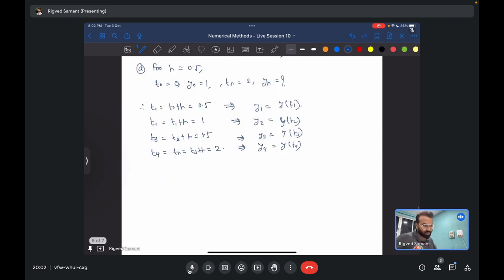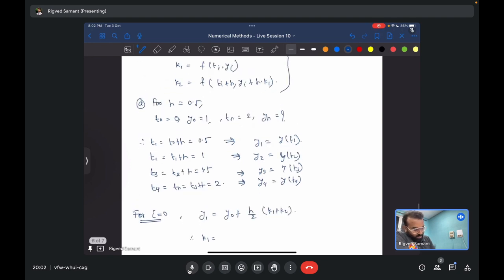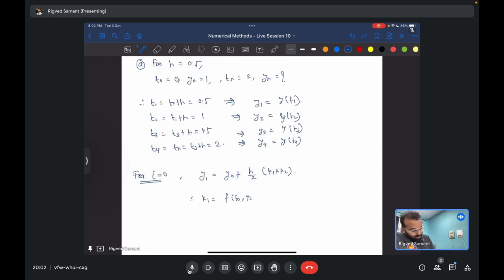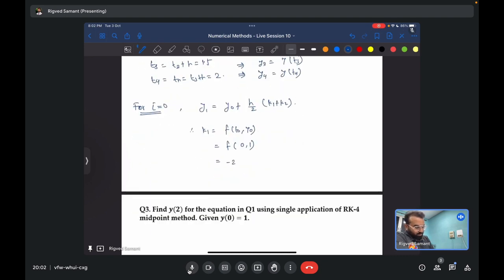But the equations are a bit different. So for i is equal to 0, what will the equation become? y of 1 would be y0 plus h by 2 times k1 plus k2. Therefore k1 is f of ti, yi, so f of t0, y0. What is f of t0, y0? f of 0 comma 1. Put the value of 0 comma 1 in this one. It should be minus 2, right? We have been doing it for quite a time now. So 0 into minus 2, that is minus 2, that is your k1 value.